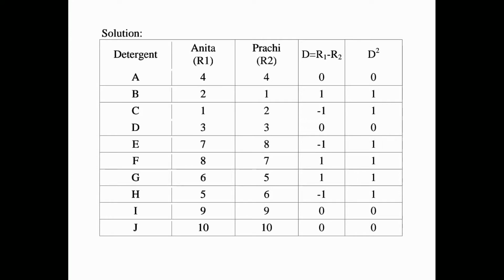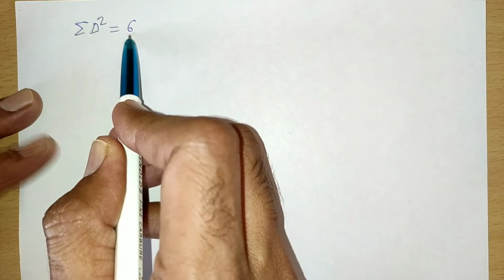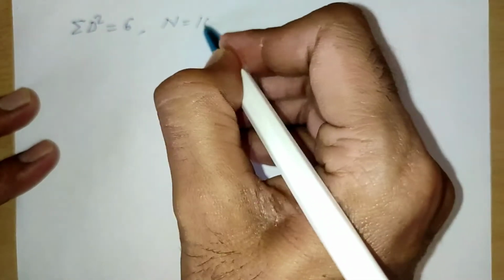So here 4 minus 4 is 0, 2 minus 1 is 1, and 1 minus 2 is minus 1. And for the last detergent J, Anita gives rank 10 and Prachi also gives rank 10, so the difference 10 minus 10 is again 0. After that, we find the square of all these values and get their sum. Summation d square will be equal to 6, and the total number of observations, or number of detergents, is 10.